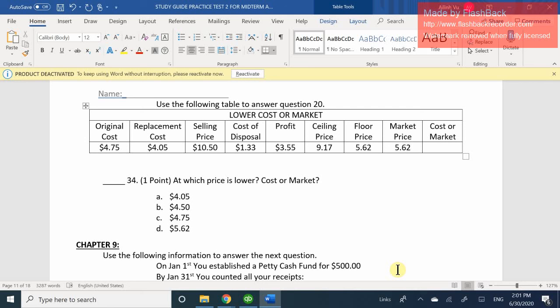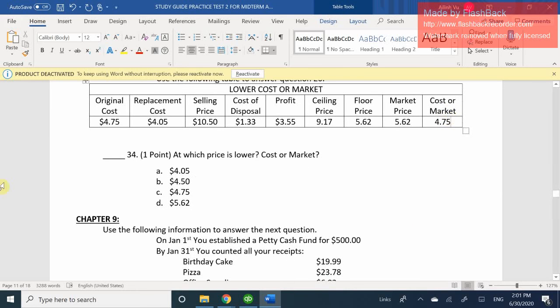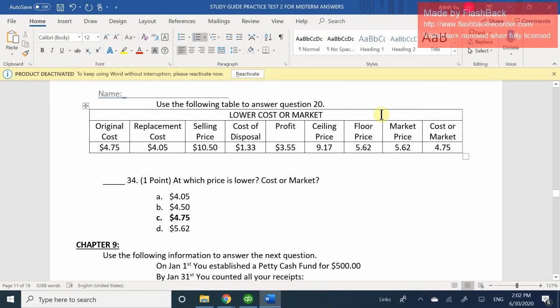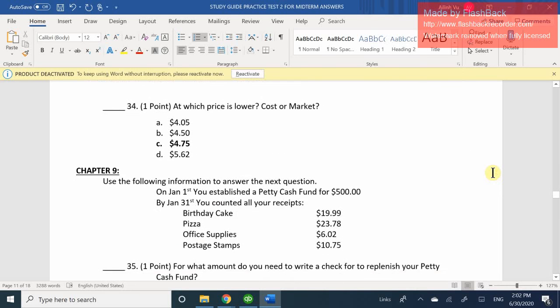So now we compare. What's lower, the market or the original cost? Original cost is lower. Yes, because it's 475. And that is the answer. C. Yay. Boom. Okay. So that was an easy peasy one. Again, it's just understanding where everything goes, and that should be easy.